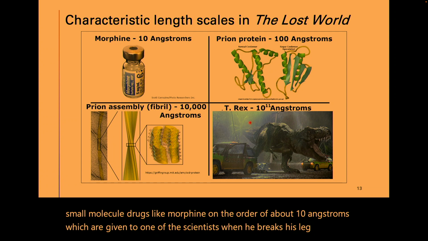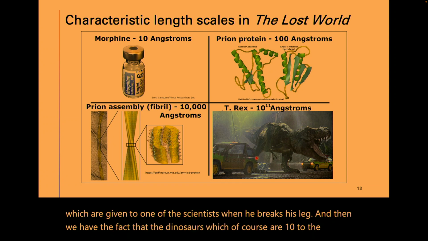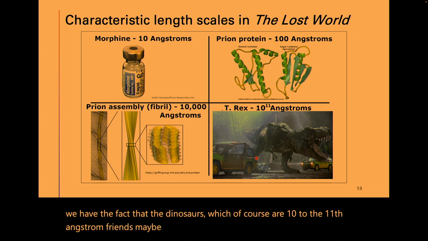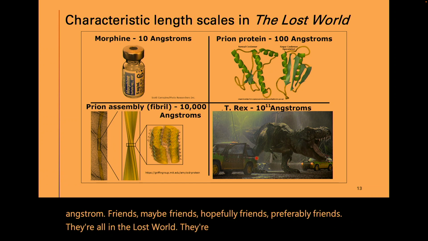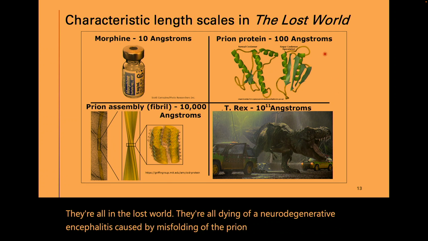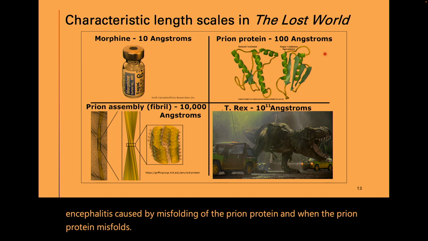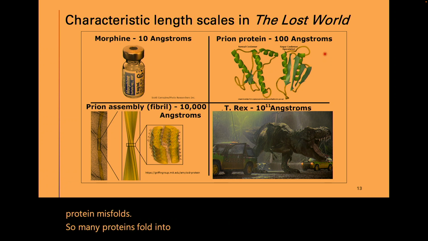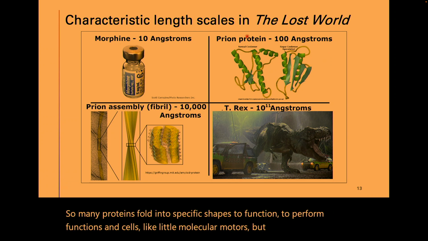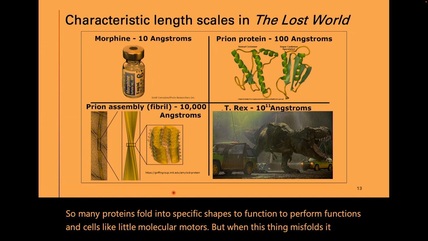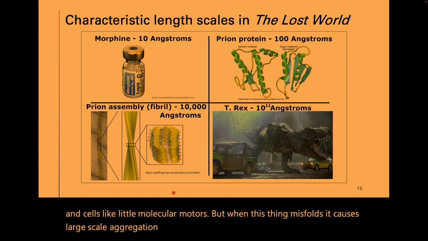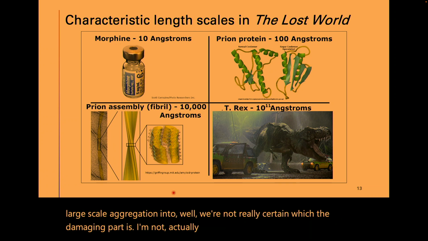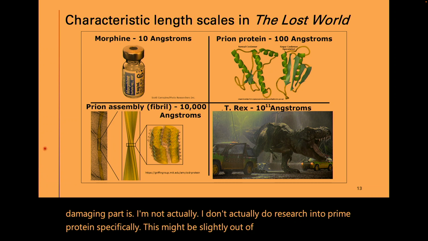And then we have the fact that the dinosaurs, which of course are our 10 to the 11th angstrom friends, maybe friends, hopefully friends, preferably friends, in The Lost World they're all dying of a neurodegenerative encephalitis caused by misfolding of the prion protein. And so many proteins fold into specific shapes to perform functions in cells like little molecular motors. But when the prion protein misfolds, it causes large-scale aggregation into, well, we're not really certain which is the damaging part. I don't actually do research into prion proteins specifically, so this might be slightly out of date. I apologize if it is.